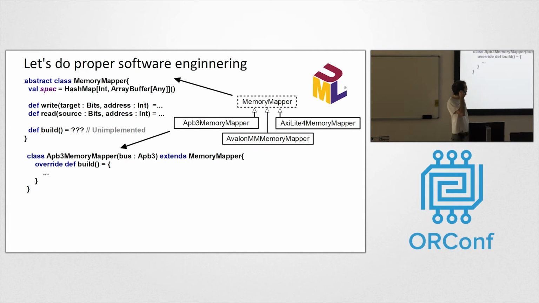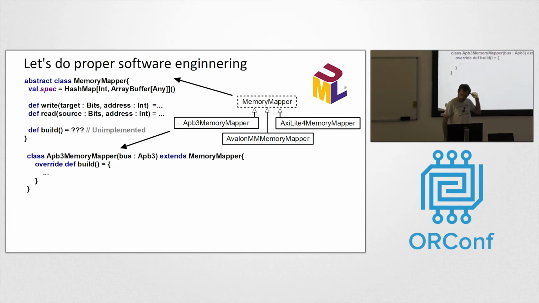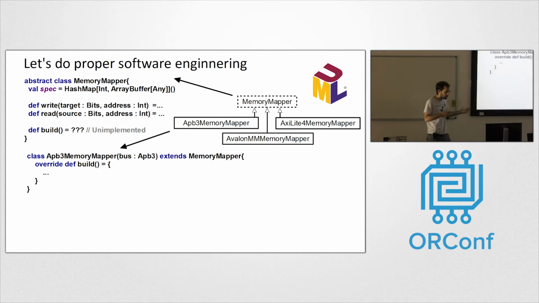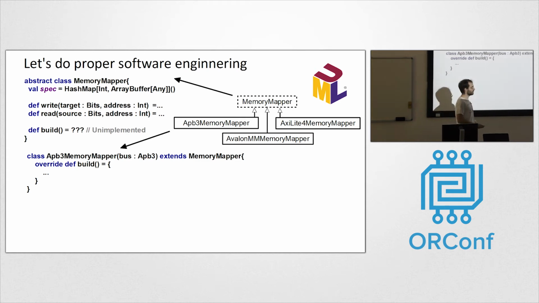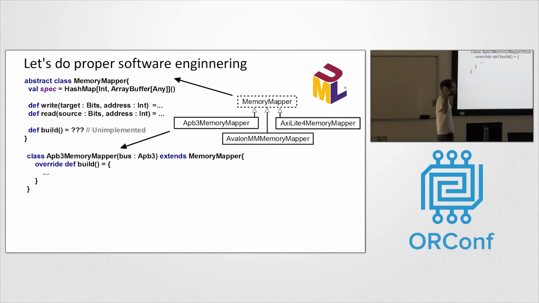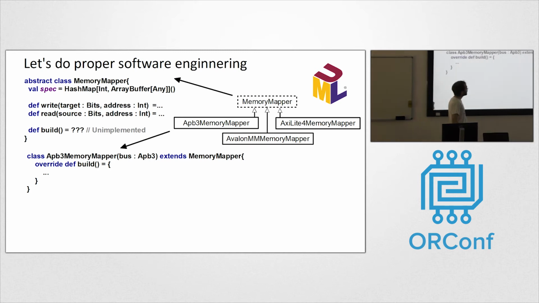Okay, and now come some even funnier things: proper software engineering, where you can define abstract classes. Previously, we defined the APB3 MemoryMapper tool. It's great, but it works only for APB3. So maybe today you want AXI-Lite, maybe tomorrow you want Wishbone, I don't know. So you can use all the features of Scala to elaborate your hardware.